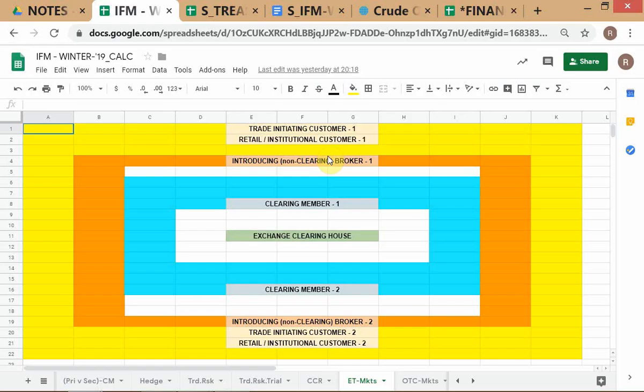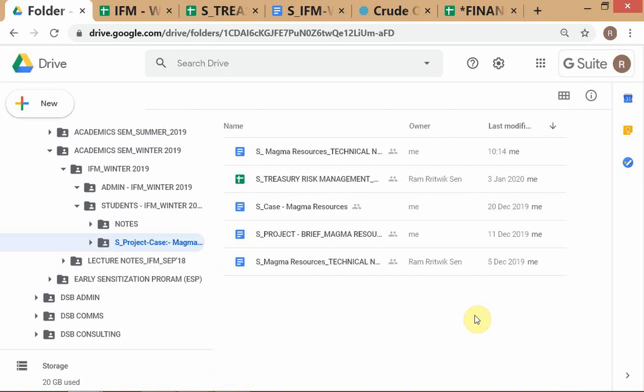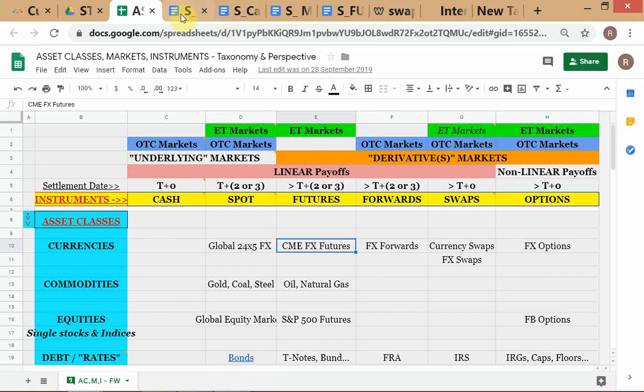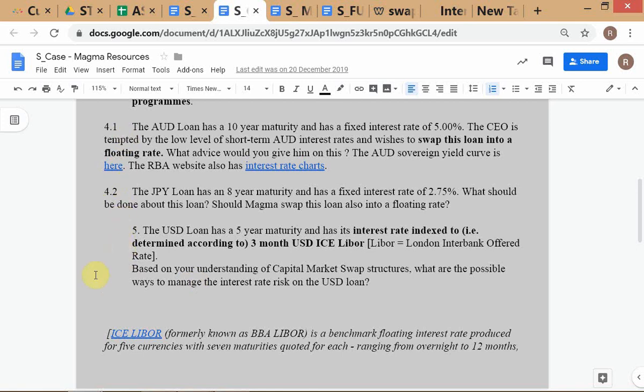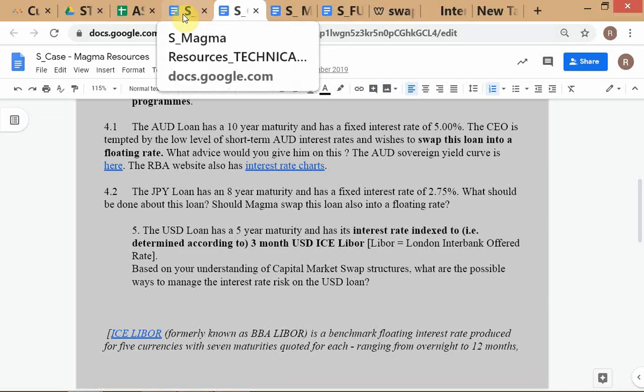We have a note which I think should be in your folder. If it's not, I'll put it in there at the end of this class. Yes, it's there. You have a technical note on swaps in your case, because some of the questions in the case relate to swaps. These last three questions in the case relate to swaps, 4.1, 4.2 and 5. All right. So now we're going to cover swaps. Let's look at the technical note on swaps.